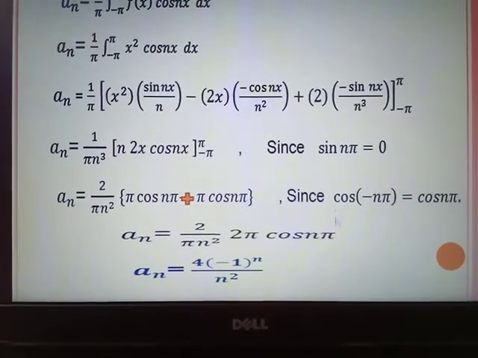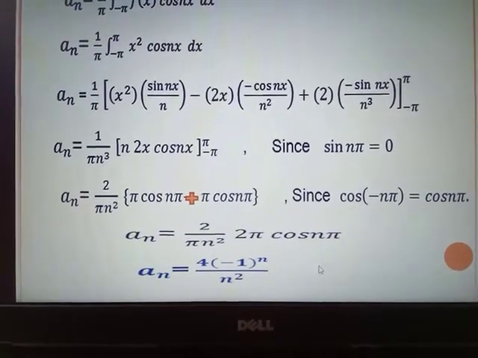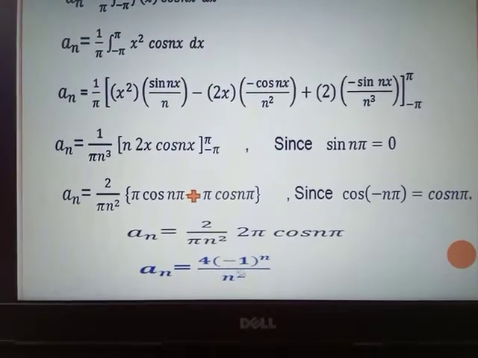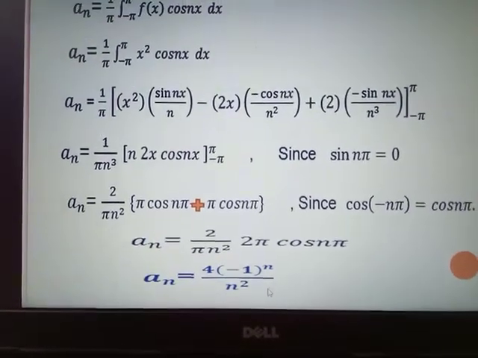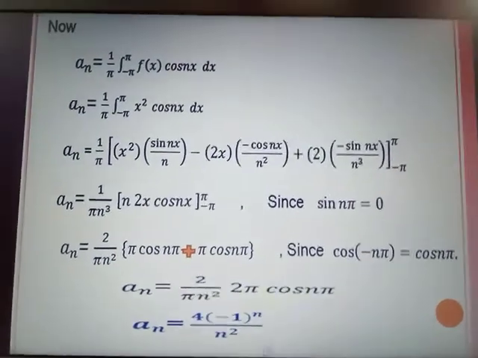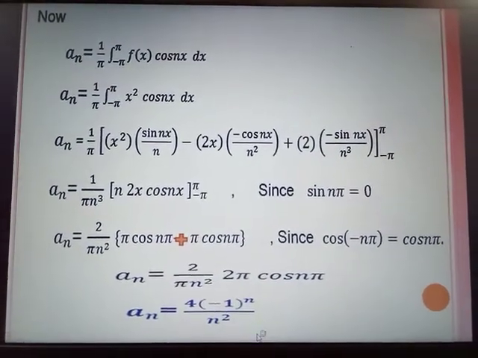We know that cos pi value is minus 1. Here, we have cos n pi. Therefore, it is 4 into minus 1 raised to n divided by n square. This is the value of an. Next, we have to find the value of bn.